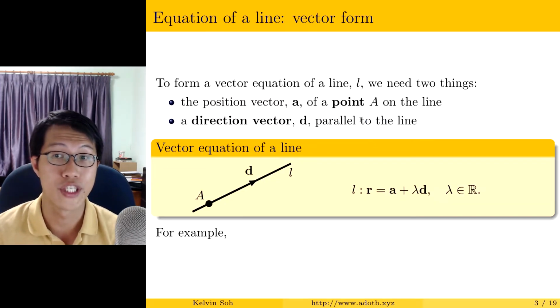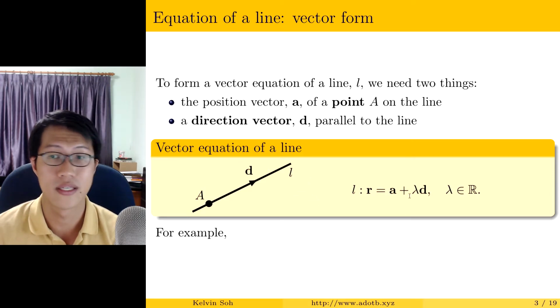So to form an equation of a line, we need two things. We need first a point, let's call it point A with position vector A. We also need a direction vector D that is parallel to the line. This is seen in this picture over here. So we will form the vector equation of the line as follows. L, that's the name of the line, is given by R, I'll come back to R in a while, equals A plus lambda D, where lambda is a constant.